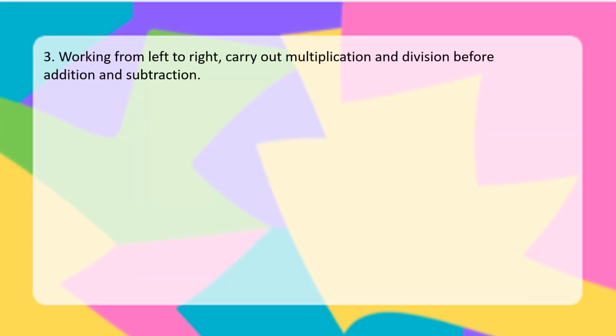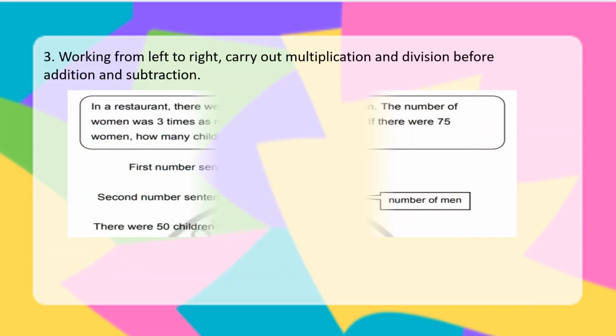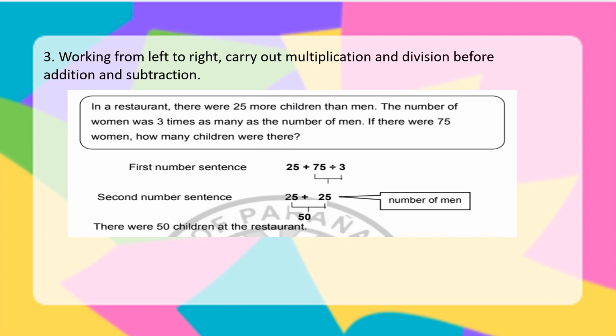Okay, number 3. Working from left to right, carry out multiplication and division before addition and subtraction. For example, number 3. In a restaurant, there were 25 more children than men. The number of women was 3 times as many as the number of men. If there were 75 women, how many children were there?